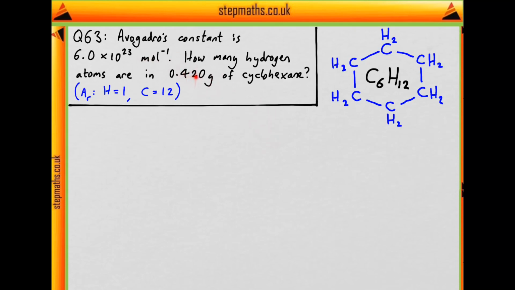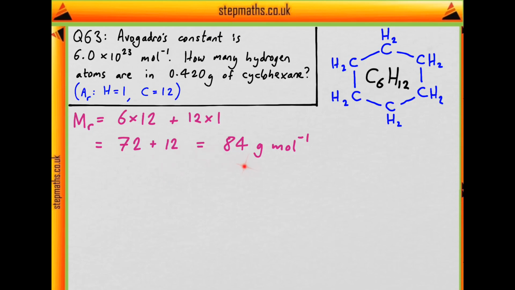So we've got the mass and we've got the relative atomic masses. So how do we work out the relative molecular mass? We need to add up the atomic masses. So we have 6 carbons and 12 hydrogens. So 6 times 12 plus 12 times 1 is 72 plus 12, which is 84 grams in a mole.